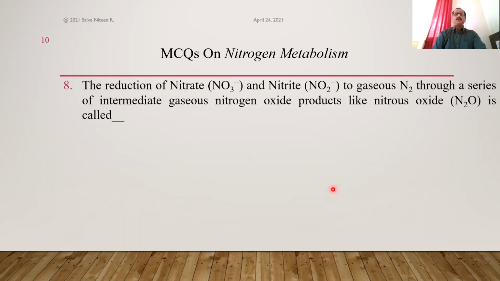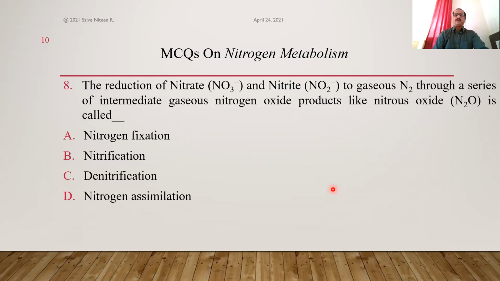The reduction of nitrate and nitrite to gaseous nitrogen through a series of intermediate gases, nitrogen oxide products like nitrous oxide, just now we studied, that process is called denitrification. So that is a reduction process. Reduction of nitrate to nitrogen is called denitrification, carried out by denitrifying bacteria. Denitrifying bacteria are anaerobic bacteria. Nitrifying bacteria are aerobic bacteria. So here C is the answer.